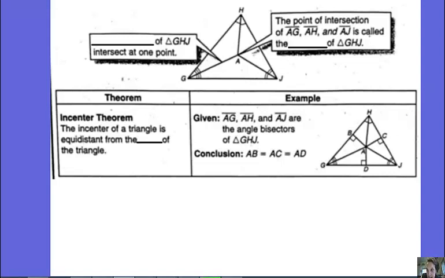Okay, so in a triangle, we have three angle bisectors. They're bisecting the three angles in the triangle. So AH is an angle bisector because it has little curves on each angle. AG is an angle bisector because it has little curves on each angle. And AJ is an angle bisector because it has little curves on each angle.